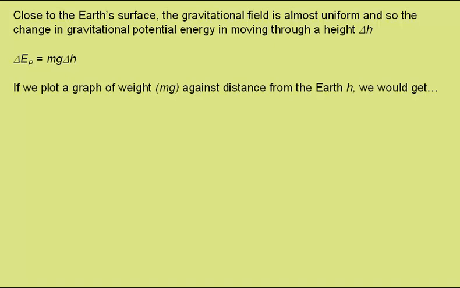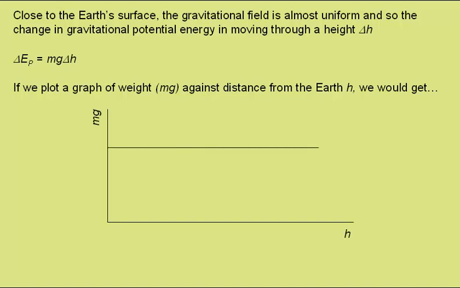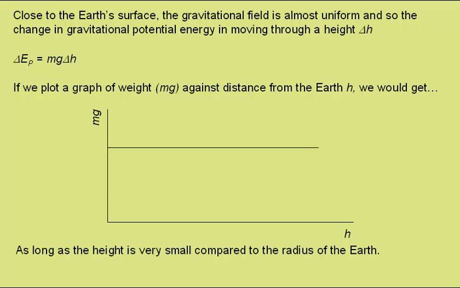If we plot a graph of weight, or mass times gravitational field strength, against the distance from the Earth h, we would get something like this. Weight doesn't change with small increases in height above the Earth's surface. This would apply as long as the height is very small compared to the radius of the Earth.